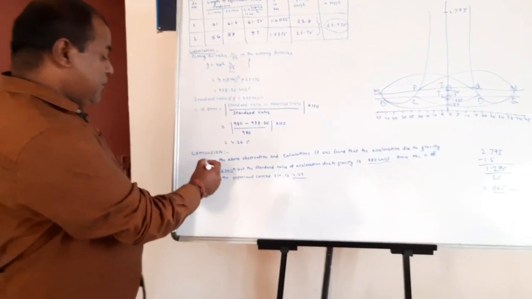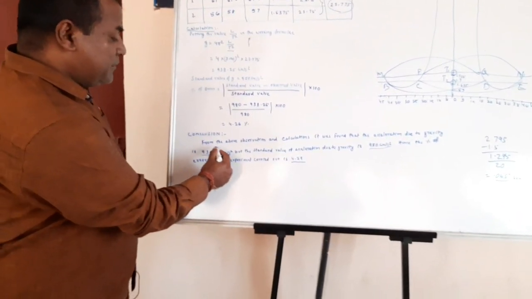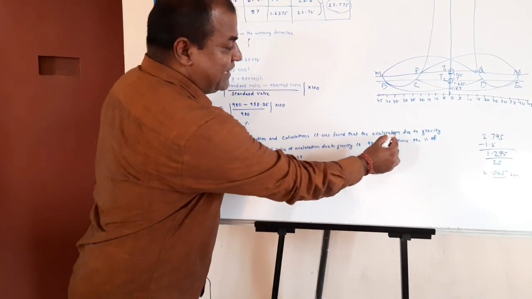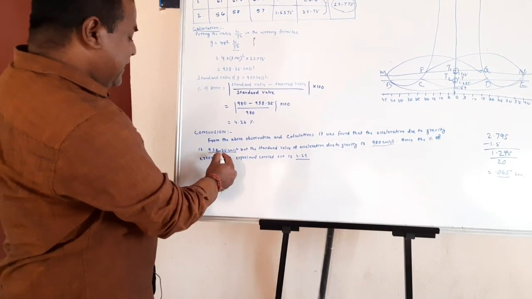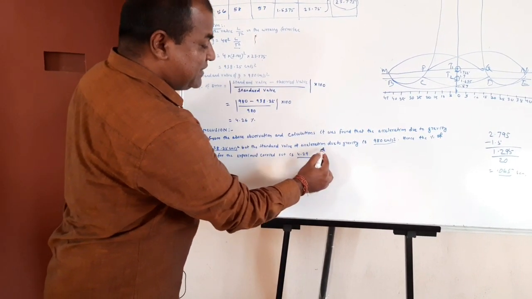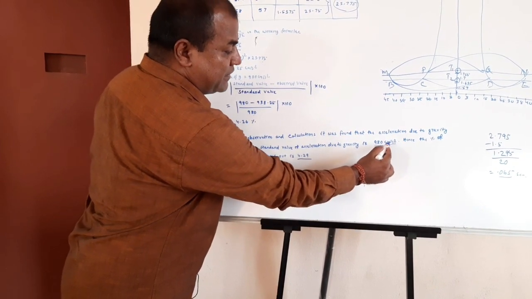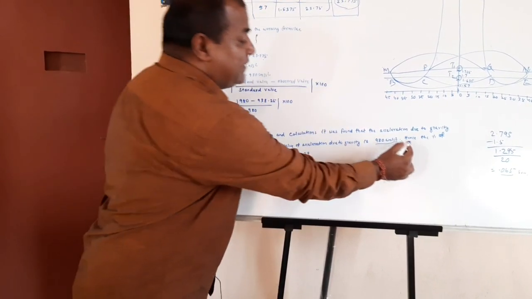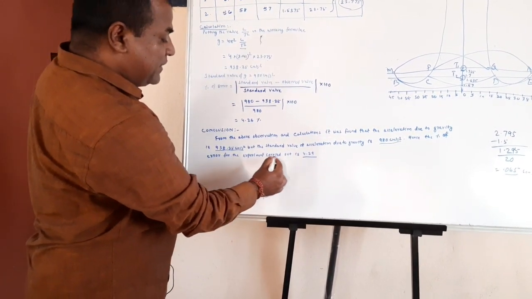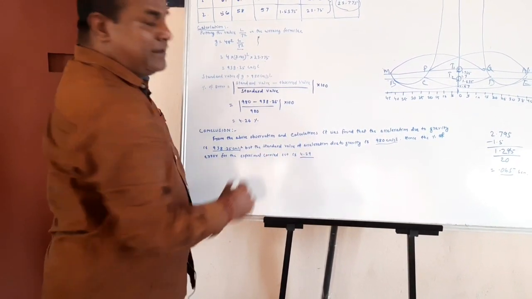In conclusion, you have to write: from the above observation and calculation, it was found that acceleration due to gravity is 938.25 centimeter per second square, but the standard value of acceleration due to gravity is 980 centimeter per second square. Hence, the percentage of error for the experiment carried out is 4.29. Thank you.